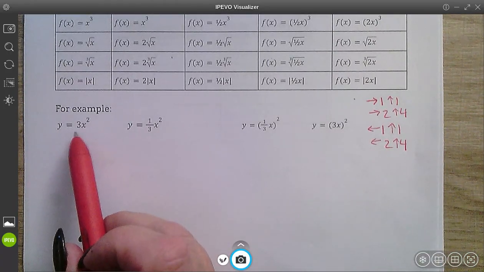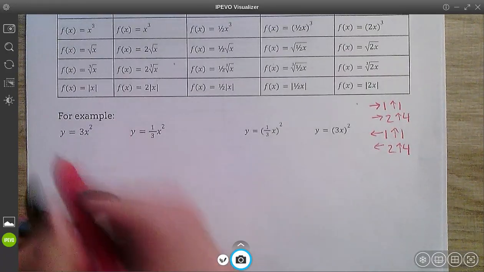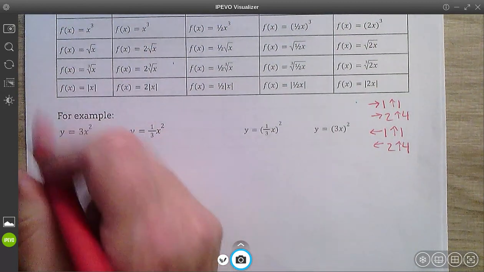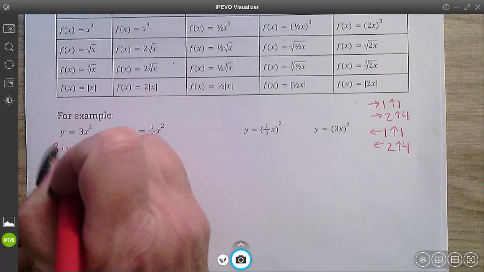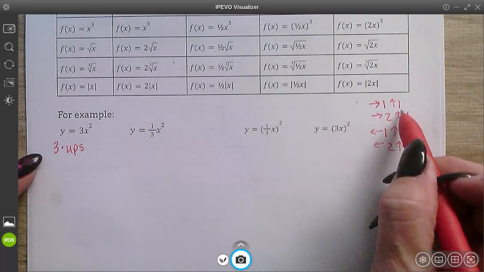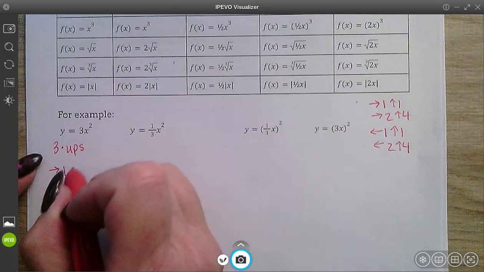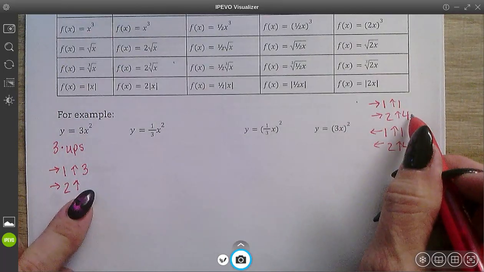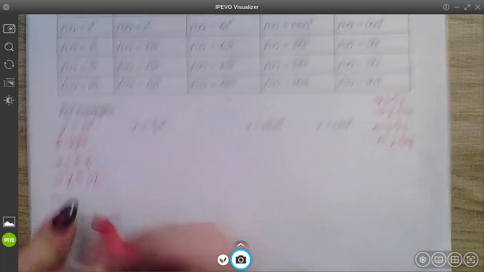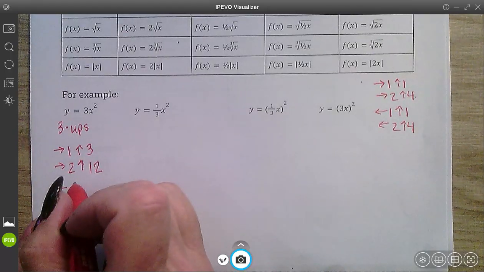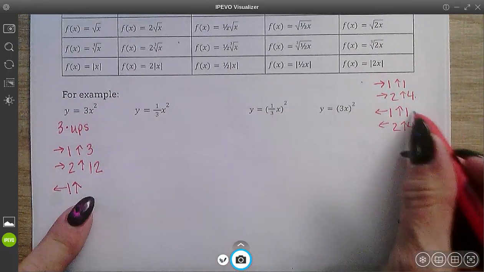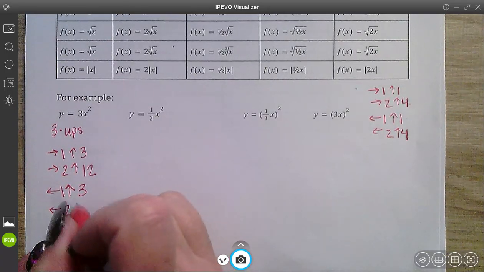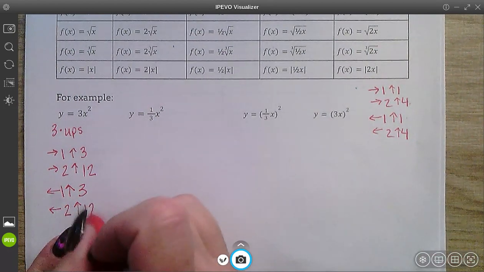So if I have this 3 out in front, what I need to do is multiply the ups by 3. This one doesn't have any downs, so I'm just going to multiply the ups by 3. So instead of over 1, up 1, I'm going to go over 1, up 3. Instead of over 2, up 4, I have to multiply that by 3, so over 2, up 12. Instead of left 1, up 1, I'm going to go left 1, up 1 times 3, which is 3. And instead of left 2, up 4, I'm going to go left 2 and up 12.